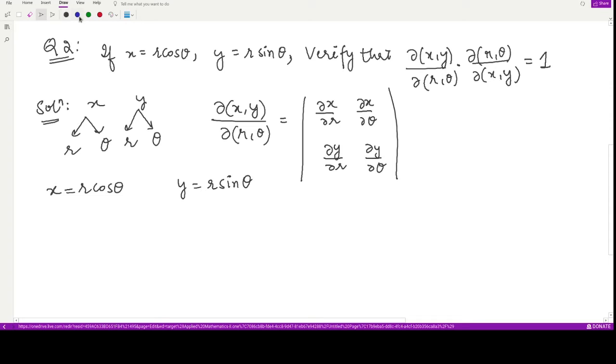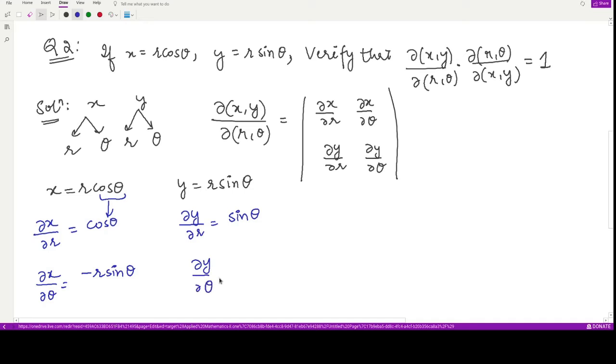So you will first calculate del x by del r, that would be equal to cos theta, because theta here is constant, so it will come as such, and the derivative of r is equal to 1. Then del x by del theta would be equal to minus r sin theta. Then the derivative of y with respect to r would be sin theta, and the derivative of y with respect to theta would be r cos theta. So now you could substitute all these values here, so you will have cos theta, minus r sin theta, and here we have sin theta and r cos theta.